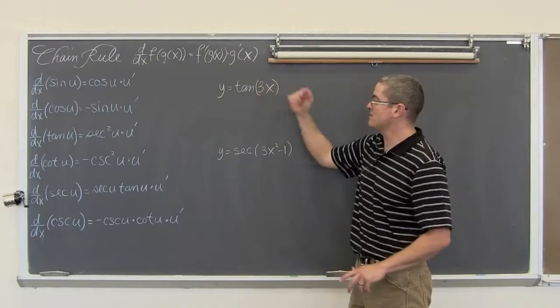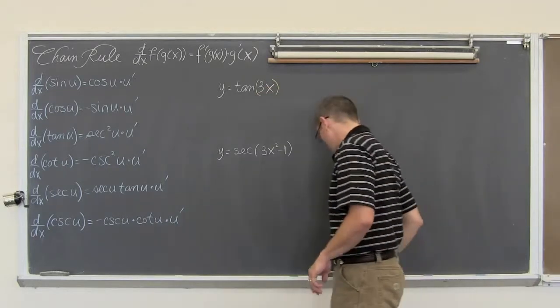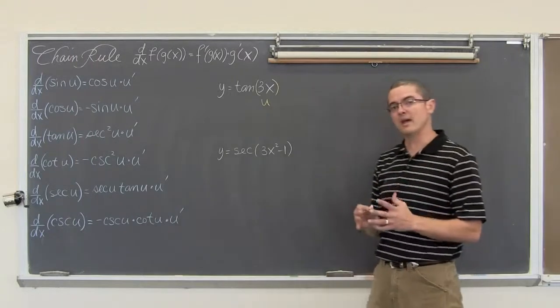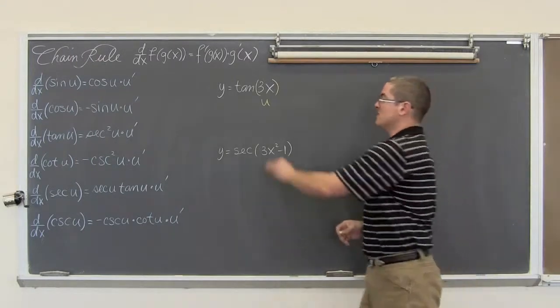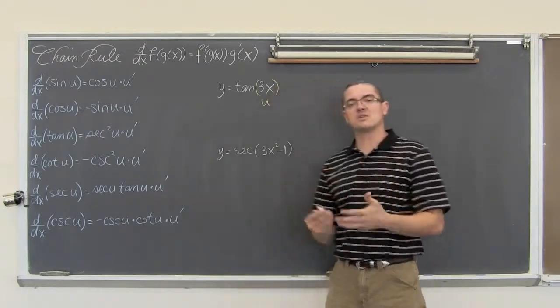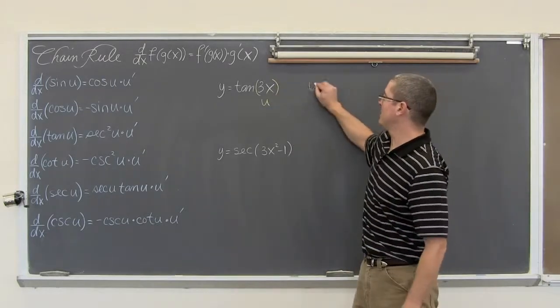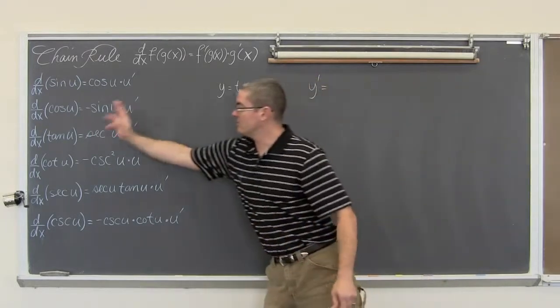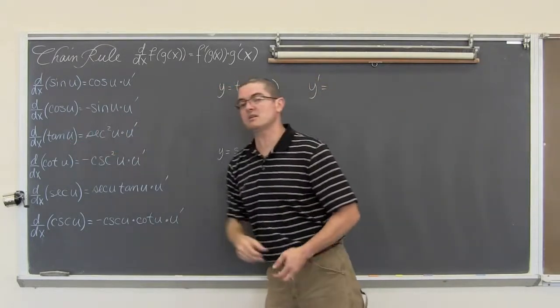So we have y equals the tangent of 3x. Well, this 3x is our u. That's our inside function. It's the tangent of something. Well, what is the derivative for tangent? How do you find that? Well, y prime is going to be the derivative of y is equal to, well, let's see here. The derivative of tangent is secant squared.